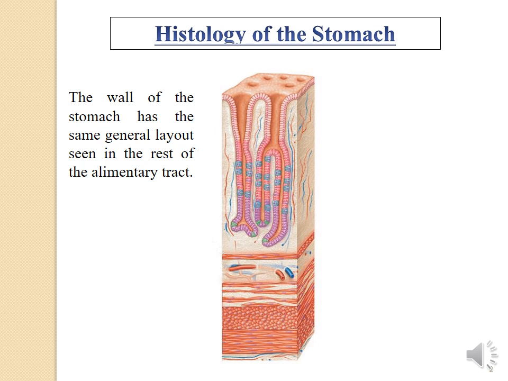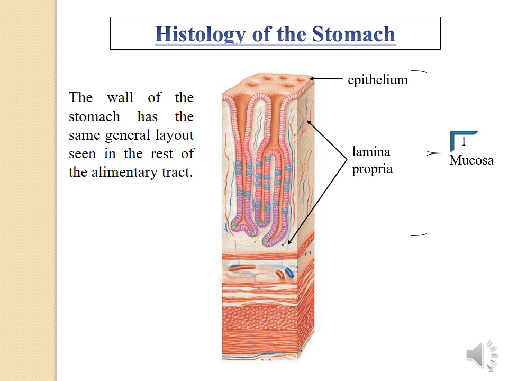Now, the wall of the stomach has the same general layout seen in the rest of the alimentary tract. Namely, the wall of the stomach is formed of mucosa. This is the mucosa, the layer closest to the lumen, and it is formed of epithelium, underlying connective tissue, which is called lamina propria, and here we have muscularis mucosae, the layer of smooth muscle cells that separates the mucosa from the second layer, which is the connective tissue submucosa.